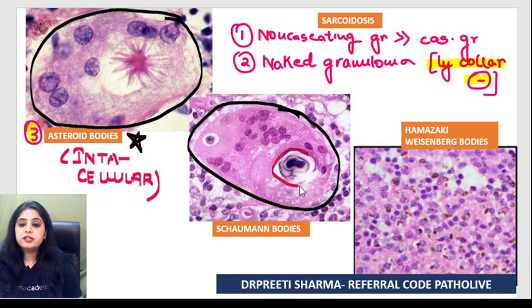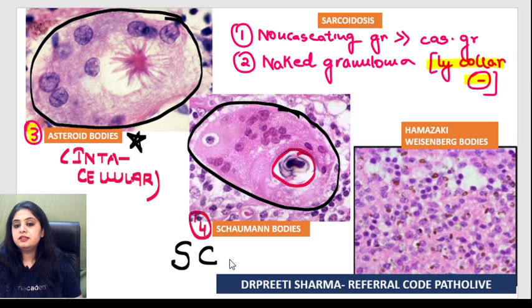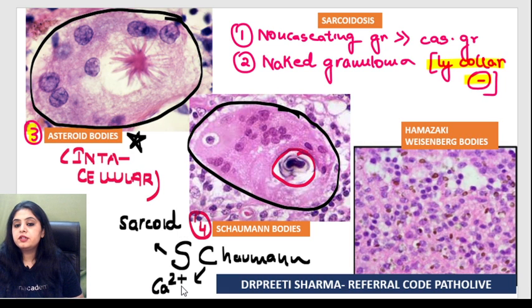The other one looks like a blue color, round and round, just like something you used to see in Psammoma bodies, right? Blue color calcium, round and round. So that's known as the Schaumann body. So please remember, the way you write Schaumann, SC, right? The way you write Schaumann should tell you everything about Schaumann. S means it is seen in sarcoidosis, and C means, what is it made up of? It's made up of calcium. It's made up of calcium.